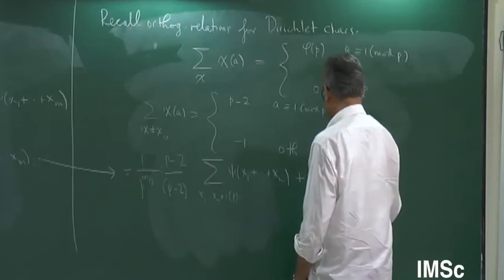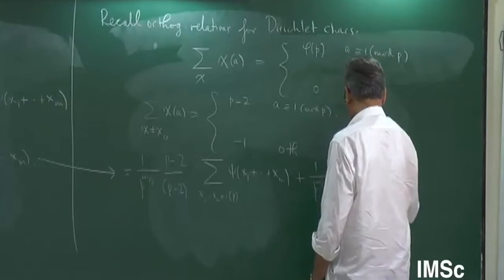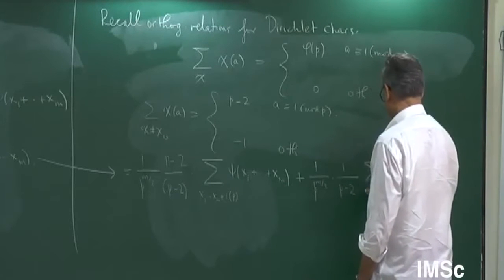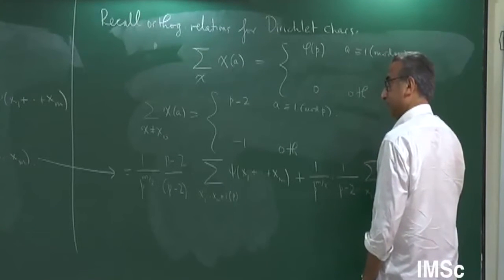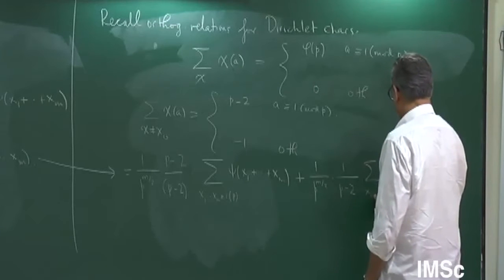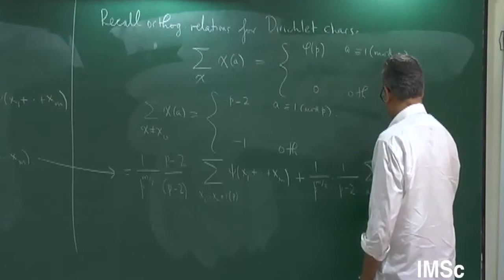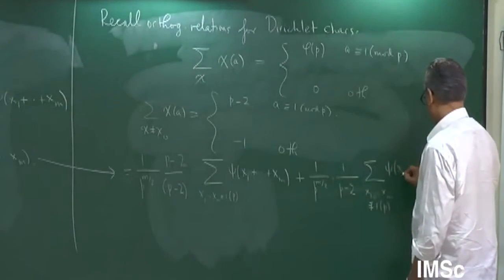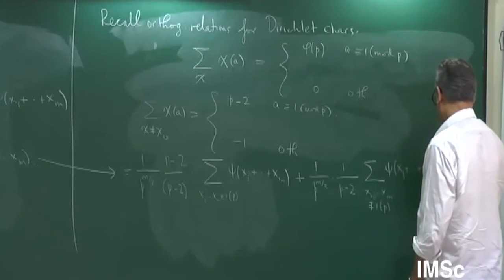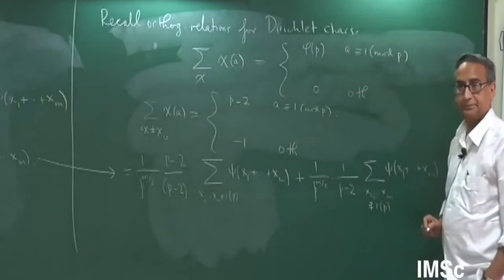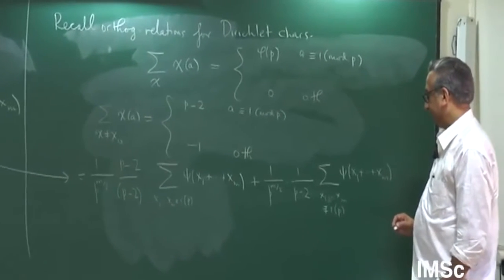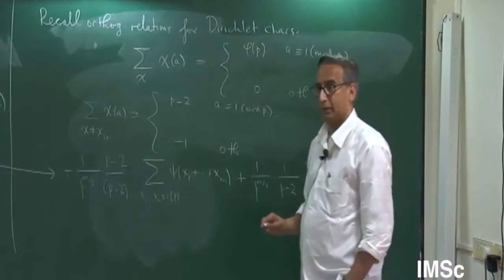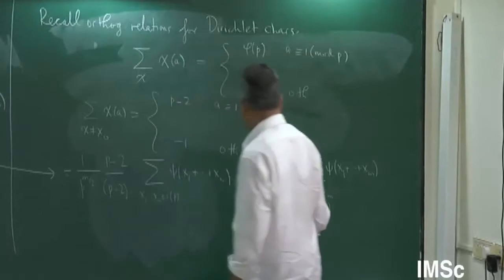And otherwise, I pick up a minus 1, when the product is not congruent to 1 mod p. Fair enough? So there's p minus 2 here. Did I put a minus sign here?